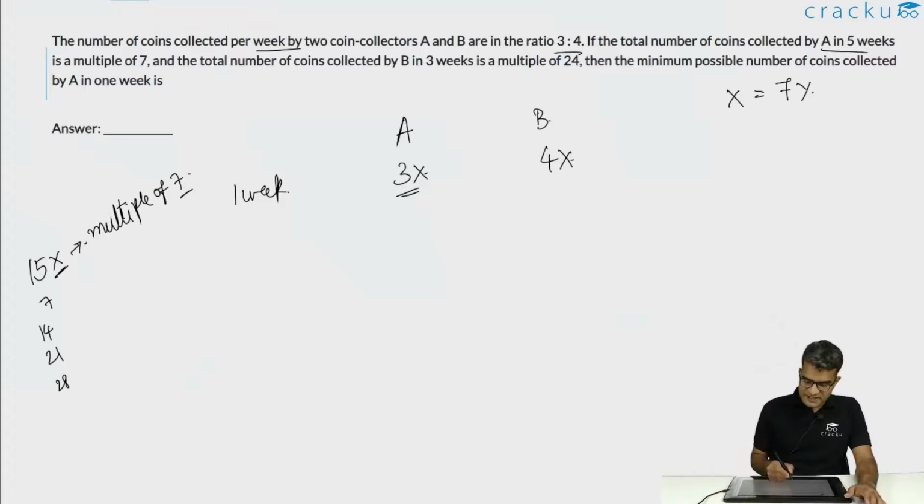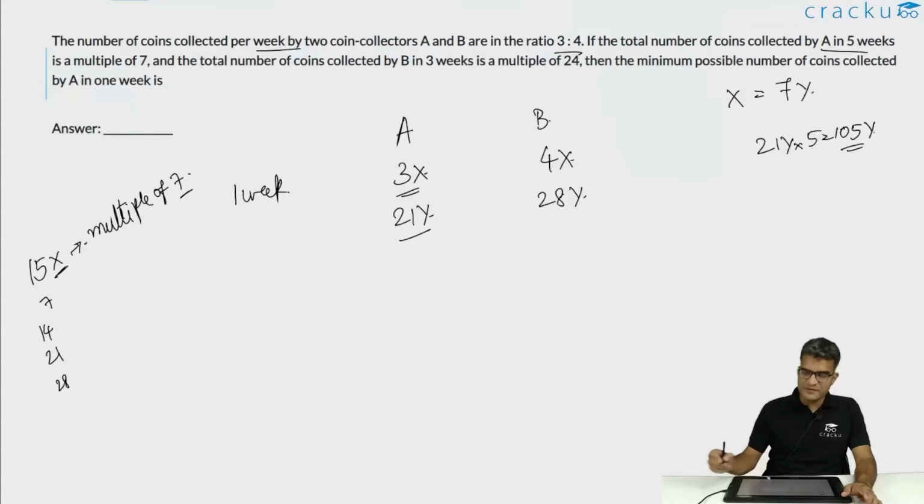Therefore, the number of coins collected by A in 1 week will be 3x, which is 21y. The number of coins collected by B in 1 week will be 4x, which is 28y. Therefore, the number of coins collected by A in 5 weeks will be 21y into 5, which is equal to 105y. 105 is a multiple of 7, so this adds up. So in 1 week, A is collecting 21y coins, B is collecting 28y coins.